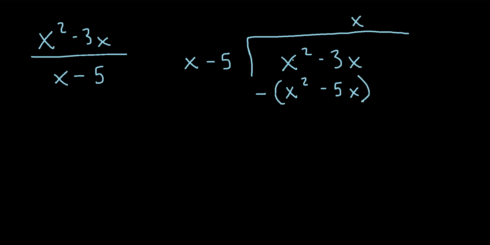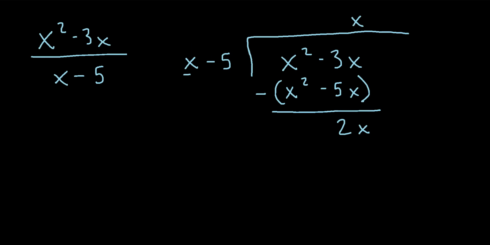So we have x squared minus x squared, so that's nothing, so we don't need to write anything there. And here we have negative 3x minus a negative 5x. So that's the same as plus 5x. So negative 3x plus 5x, that leaves us with 2x. Okay, now we just have to keep repeating this process until the degree that we have right here is less than the degree of this expression.